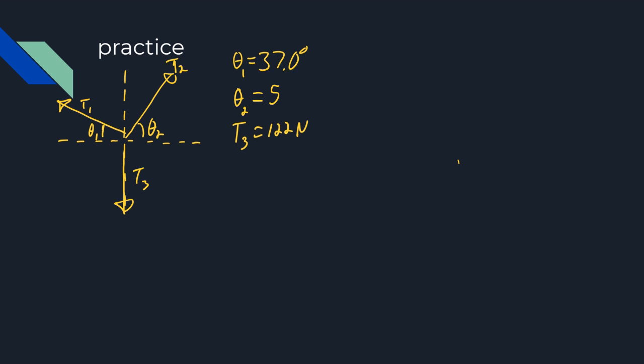If I know that all of my forces have to add up to 0, let's think about it in terms of the x and y directions. The summation of all the forces in the y direction is going to have to come to 0. And I know that's going to be tension 3 plus the first tension times the vertical component, so sine of theta 1, plus tension 2 sine of theta 2.